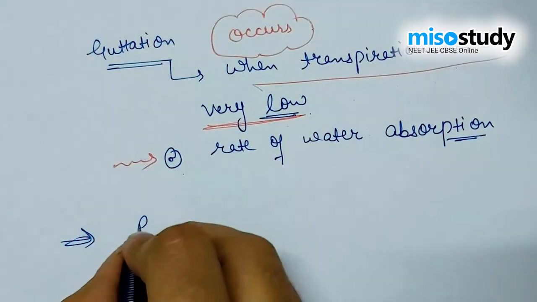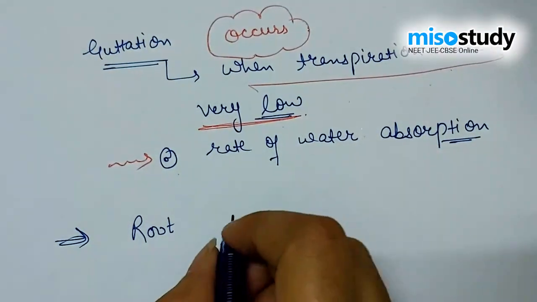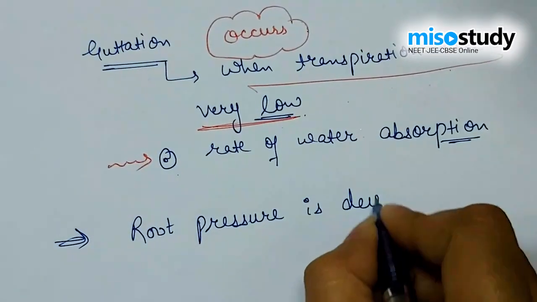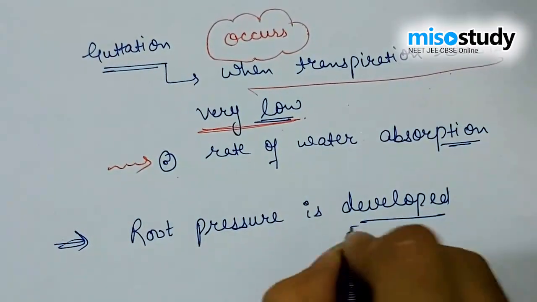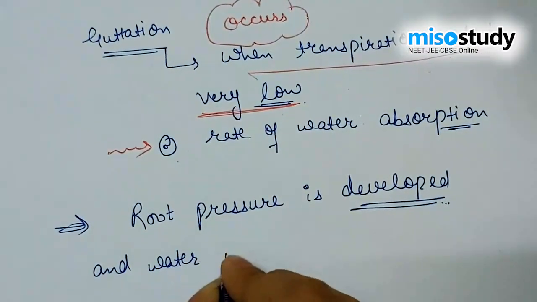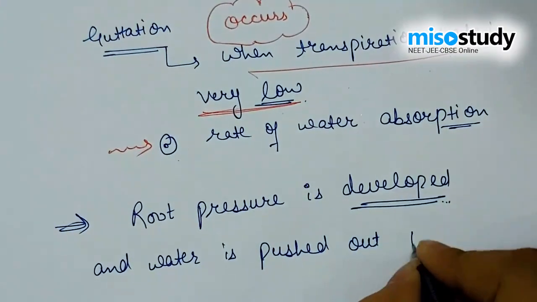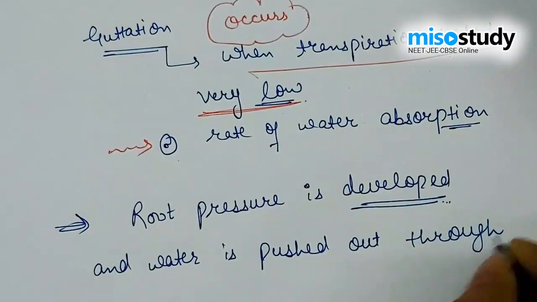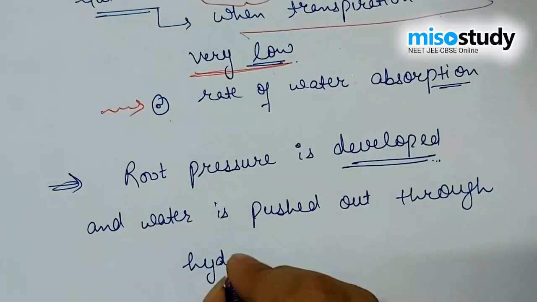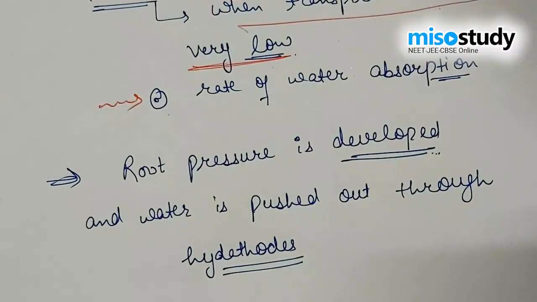Due to all this process of transpiration and guttation changing, root pressure is developed and water is pushed out through the hydathodes. So this is all about guttation.